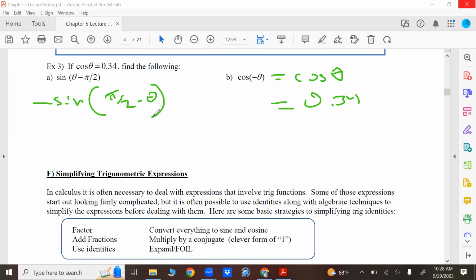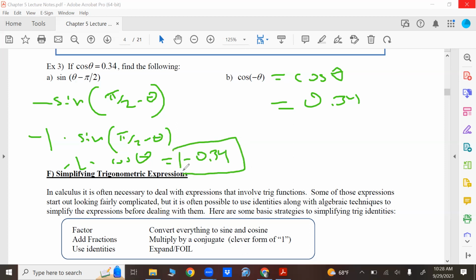I reversed it to make it like that, which now I know is -1 times sine of pi over 2 minus theta. And what's pi over 2 minus theta? What's that identity? It'll be cosine theta. So it's -1 times cosine theta. So the answer is negative 0.34. A little more drawn out, but I want to make sure you guys see why that's true. So because that's reversed, that makes it a negative, right? Or you could reverse on the inside, but it's still going to be a negative outside.